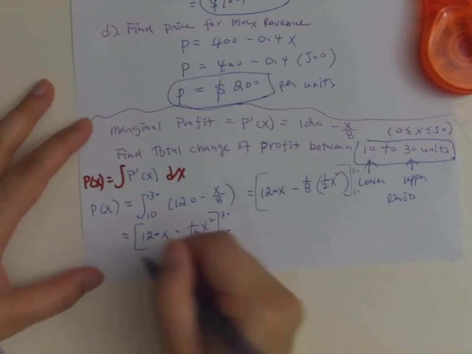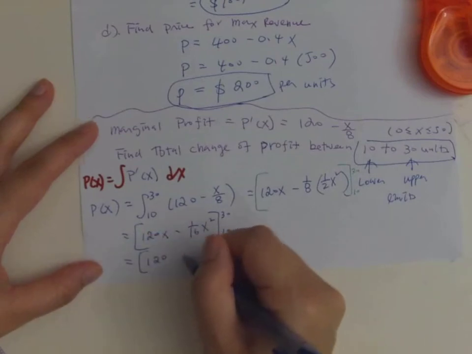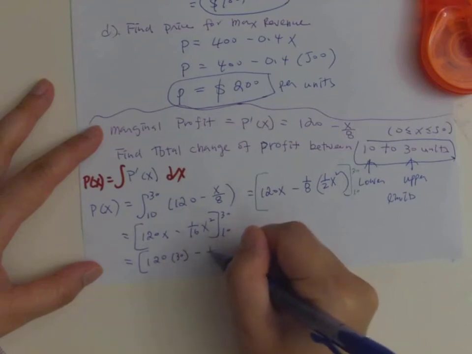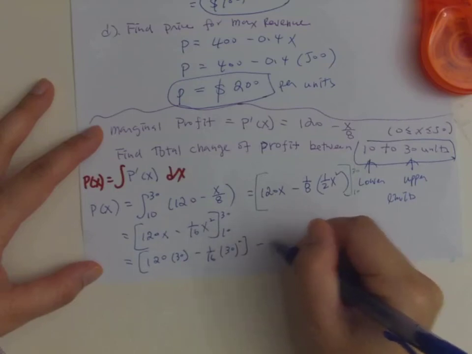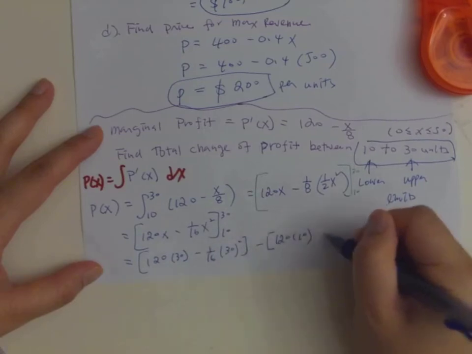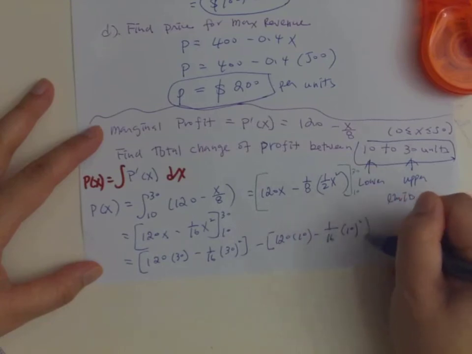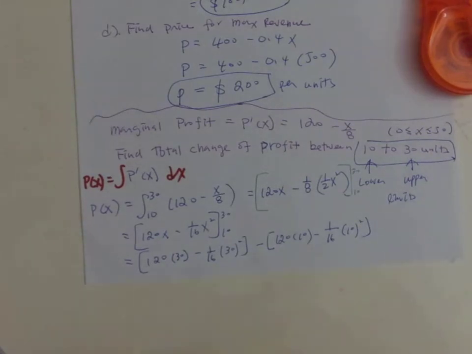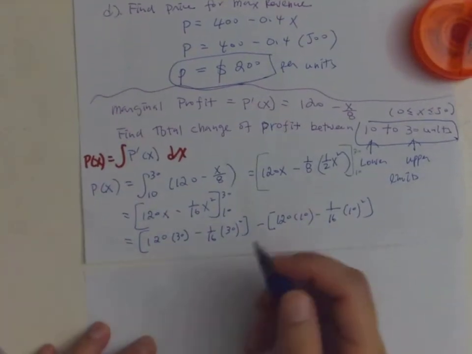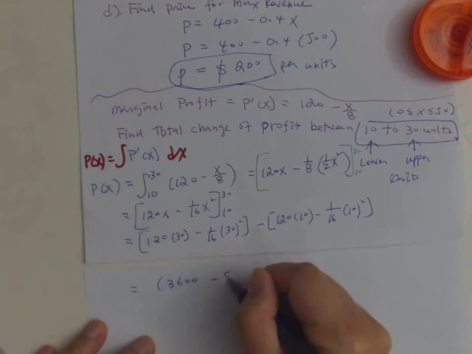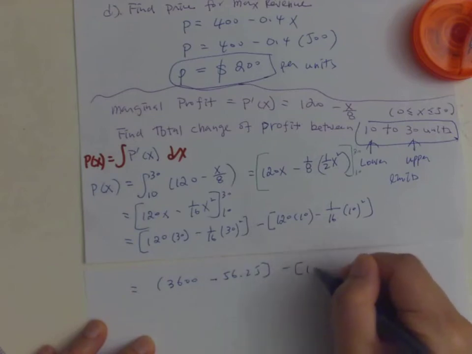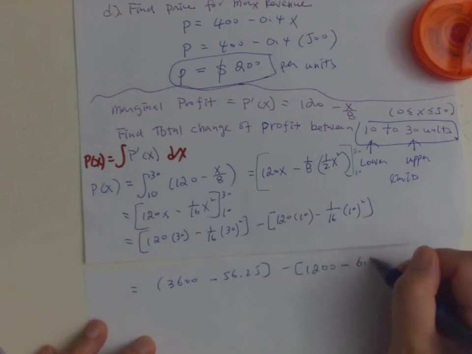So it's going to be 120 times 30 minus 1 over 16 times 30 squared, and then subtracting 120 times 10 minus 1 over 16 times 10 squared, right? Okay, so not done yet, so let me add some paper here. If you put it into the calculator, we will have 3600 minus 56.25 minus 1200 minus 6.25.